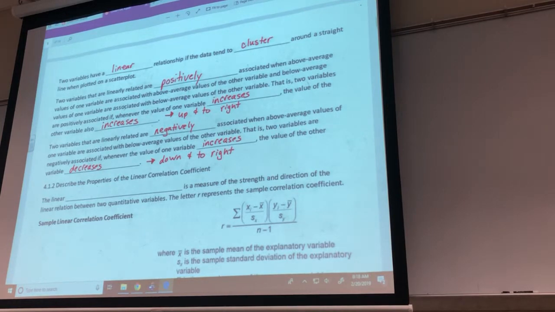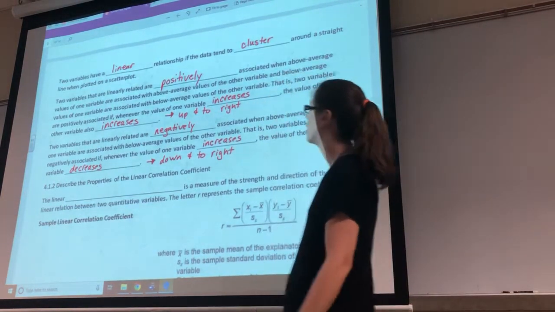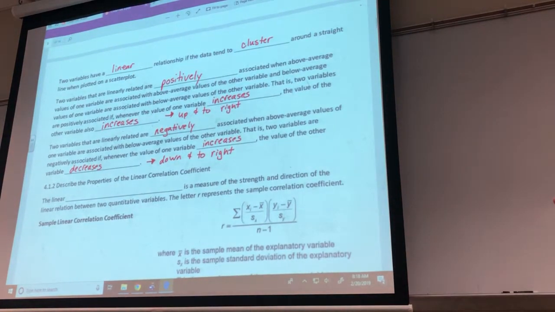So based on your scatter plot, if it's going up and to the right, we say it's positively associated. If it goes down and to the right, we say it's negatively associated. We're going to see those positives and negatives come up again in 4.2. Okay, so when is close enough to being linear?